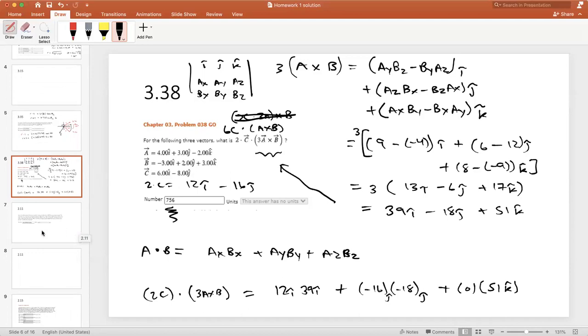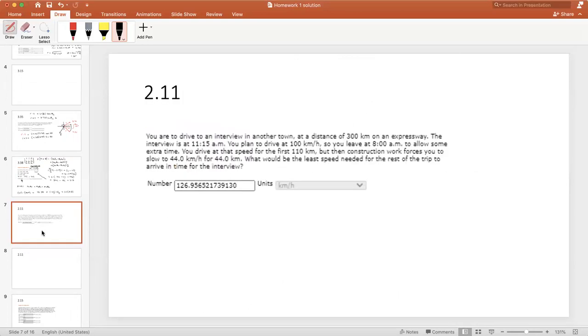You don't really need to know how to do it for the test if you're a little shaky on it. Don't worry too much about it. So now we're moving on to all the homework 2 problems.